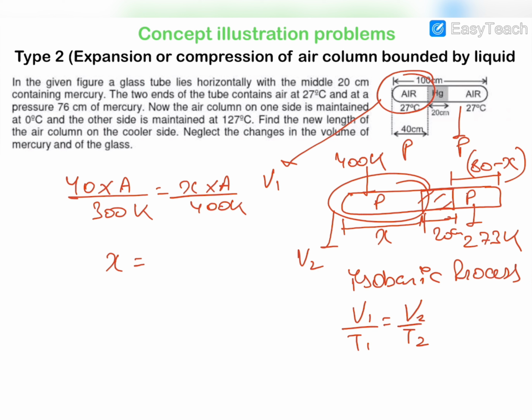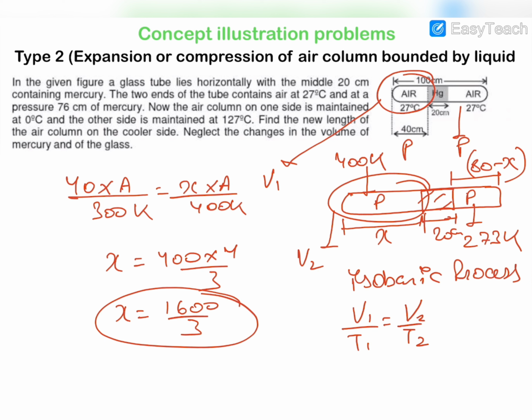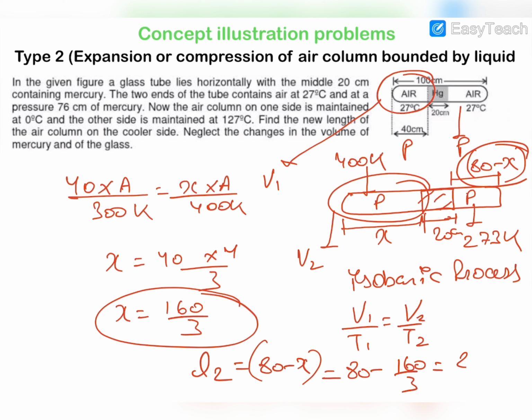So x will be equal to 400 into 4 by 3. So x will be equal to 1600 by 3. Okay, in fact, 40 into 4 by 3, which is 160 by 3. So this will be the value of x, and the length L2 of the other side will be 80 minus x, and 80 minus x will be equal to 80 minus 160 by 3, and it would be equal to 80 by 3.